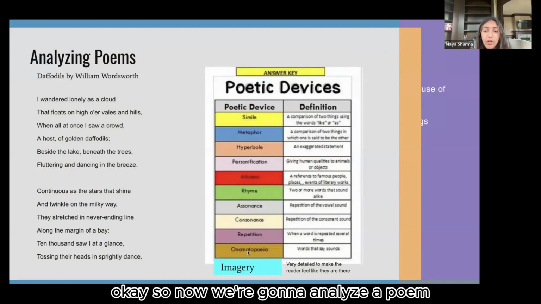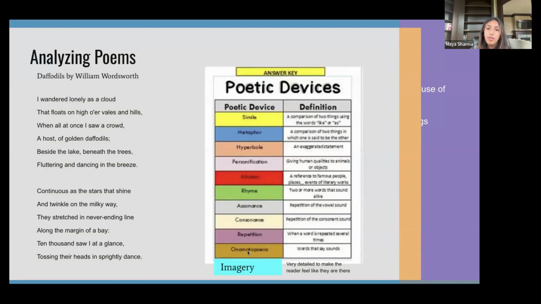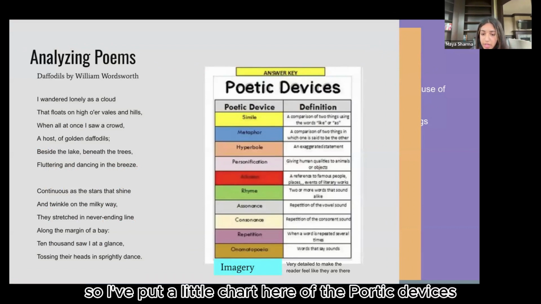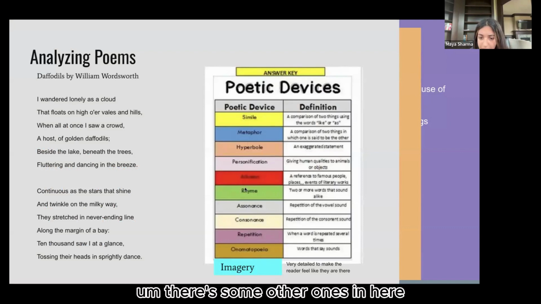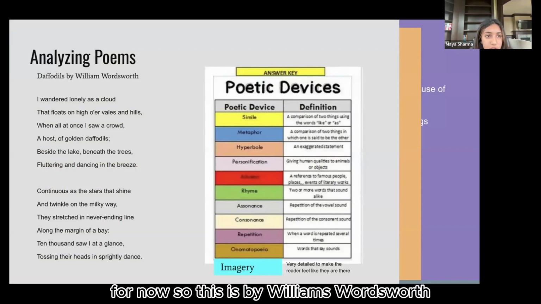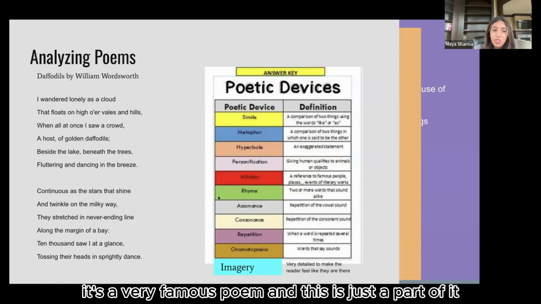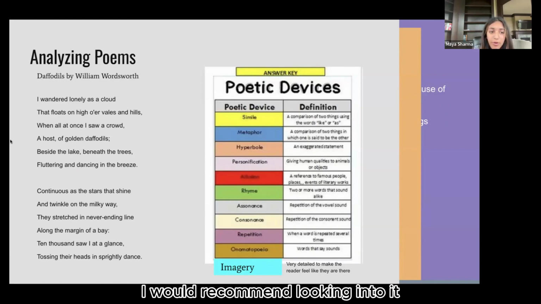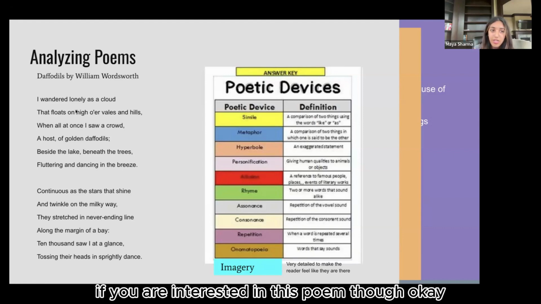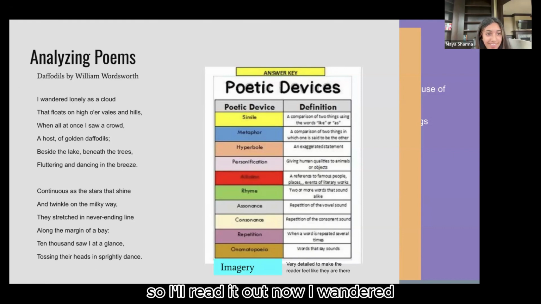Okay, so now we're going to analyze a poem. I've put a little chart here of the poetic devices. There are some other ones in here, but we're just going to focus on the ones that we just discussed for now. This is by William Wordsworth, and it's called Daffodils. It's a very famous poem, and this is just a part of it. I would recommend looking into it if you are interested in this poem, though. Okay, so I'll read it out now.